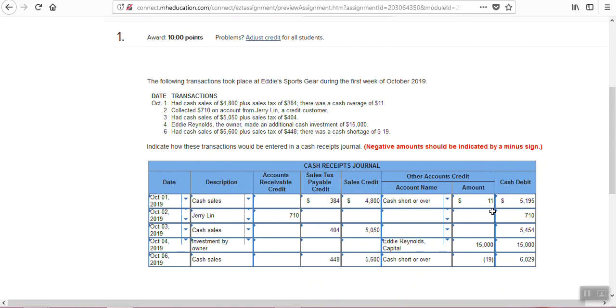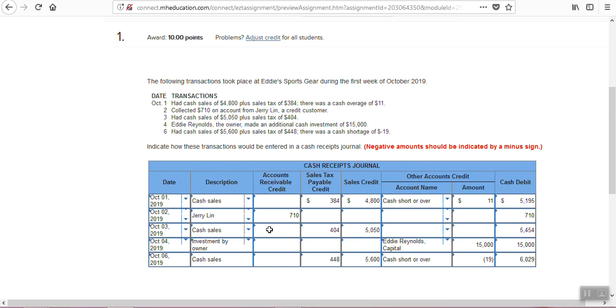So in this one, this says the following transactions took place at Eddie's Sports Gear during the week of October 2019. Looks like we've got 5 transactions, and a cash receipts journal. Now, of course, when you start your homework, you're going to have an empty journal, and you'll have to fill out this information. Just kind of looking at the cash receipts journal, you got a date and description over here. This is just informational, and this information comes from the explanation of the transactions above.